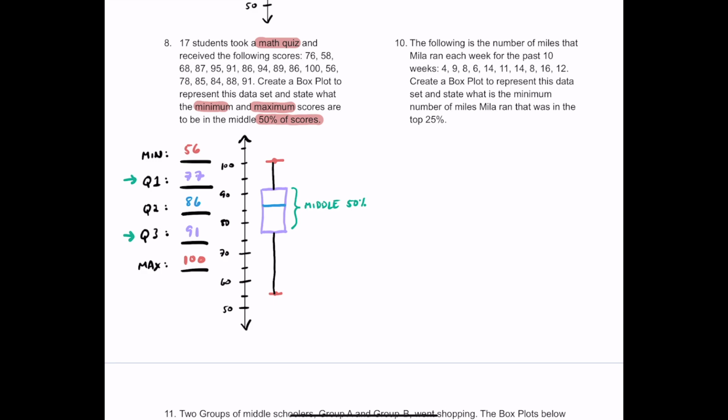So to be in this, for the minimum to be in that cutoff, in this middle 50%, you have to be 77. And for the maximum to be in this middle 50%, it's a 91. Again, I'm not saying this is the min and max of all of the data. I'm saying this is the cutoff to be in the middle 50%. So a different min than the one we were talking about earlier. The 56 and 100 help you find the range of all the data, of 100% of data, not the middle 50%. Okay, there's 8.